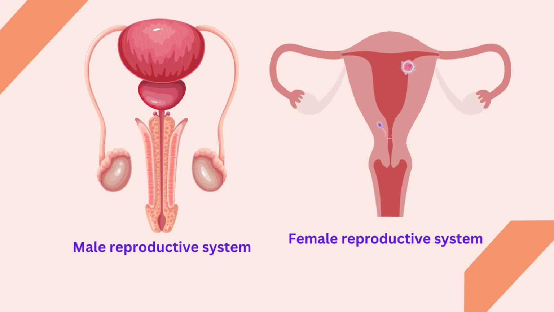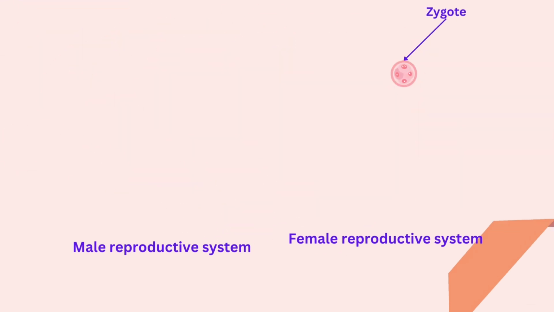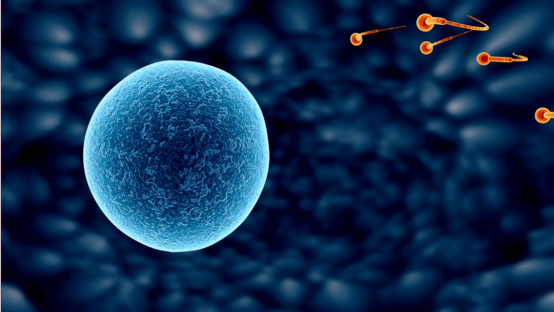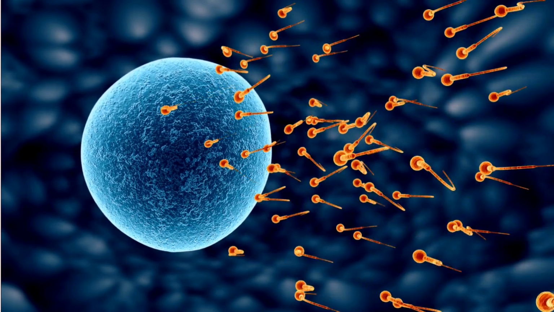The journey begins with the sperm. Sperm cells are produced in the male testes through a process called spermatogenesis. They are equipped with a whip-like tail called a flagellum, which helps them swim towards the egg. Only one lucky sperm out of millions will successfully fertilize the egg.